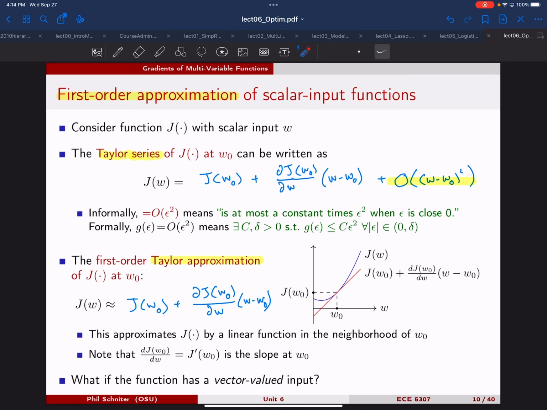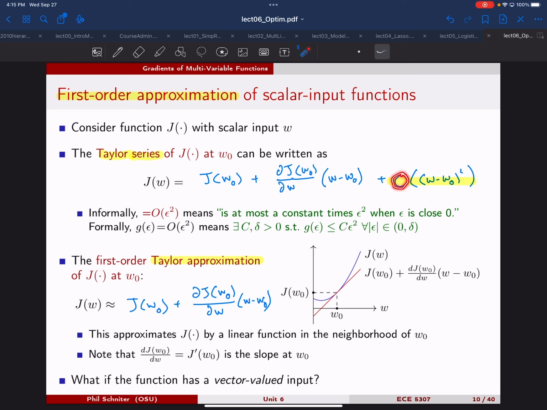The scalar case is the simplest one. We started with the Taylor series of this function j, which is in general a nonlinear function, and we have a reference point, w0. In this picture, we come up with an expansion of this function using this point as the reference. The Taylor series says that we can write that nonlinear function as a constant term plus a first-order term plus a second-order term and a third-order term and a fourth-order term and so on. All those higher-order terms, we group together in this last term, which has this big O.